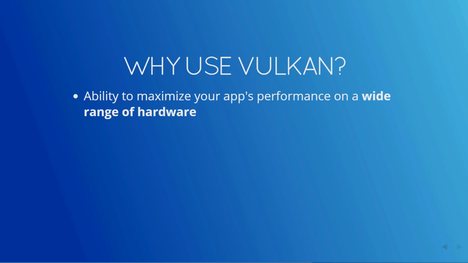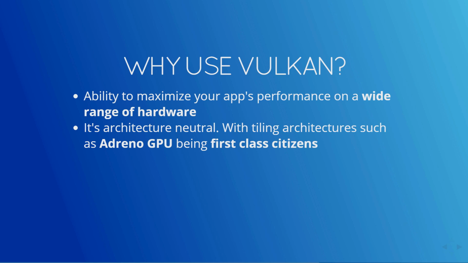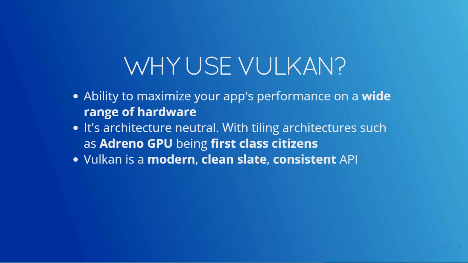Vulkan is a highly functional API that gives you the ability to maximize your app's performance on a wide range of hardware. That means there's no longer the need to have differing desktop, console, and mobile versions for your graphics and compute engines. It's also architecturally neutral. Mobile devices with tiling architectures such as Qualcomm Adreno GPUs are first-class citizens to Vulkan, which allows us to perform exceedingly well. It's a clean slate and consistent API not bogged down with extensions or a legacy of hacks.